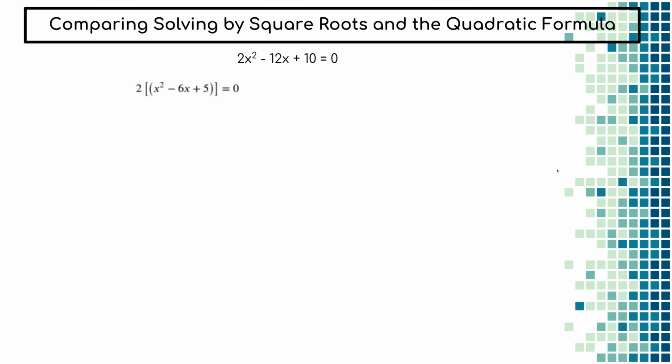Let's start by solving by square roots. The first thing I want to do is factor out that 2. I have this nice quadratic equation with very simple terms. I have 2 times the quantity, x squared minus 6x plus 5. I'm going to go ahead and complete the square on that x squared minus 6x plus 5. In this case, a pretty simple one.